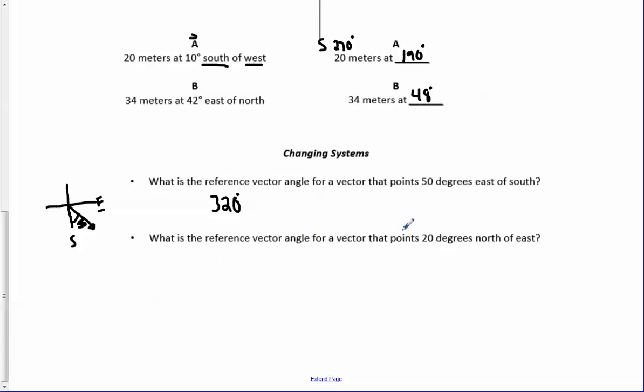Now for the reference vector for the second example here, we have 20 degrees north of east. So here's my east, and I'm going to be moving away from it to the north, and so I just have a 20-degree angle down there. So that angle right there is 20 degrees. Now since the reference vector starts off in the eastern direction and counts up, this is also going to be 20 degrees.